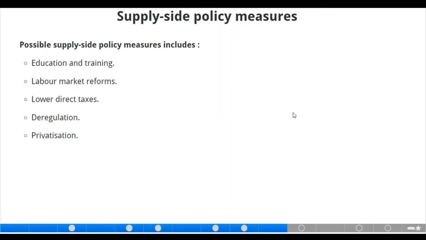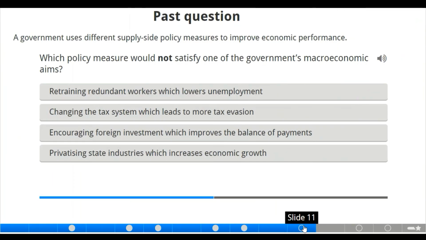We also have lower direct taxes. Of course, cutting tax will increase people's willingness to work more and also increase the supply in the economy. We also have deregulation. Of course, easing laws required to start up a business so that they can operate and also produce more output. And we also have privatization. Of course, transferring some public operations to private ownership will also increase efficiency and also increase what? Our output. Now we move to the next slide.